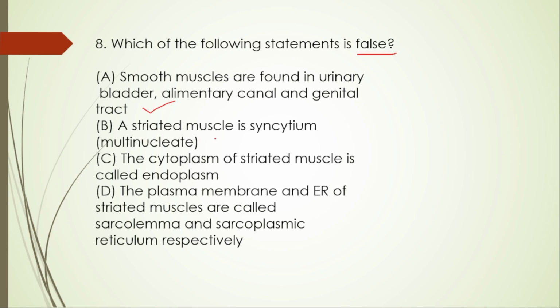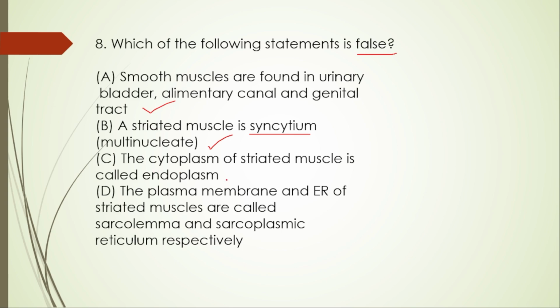B. A striated muscle is syncytium. Yes, that is multinucleated. This statement is right because striated muscle is formed by the fusion of multiple cells, resulting in a single cellular unit with many nuclei. So that's what it is called, syncytium.